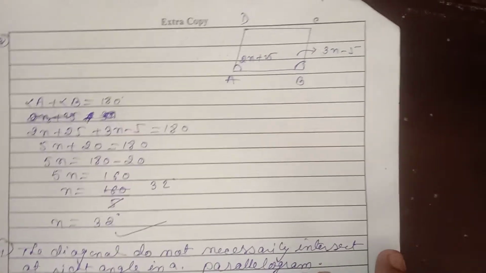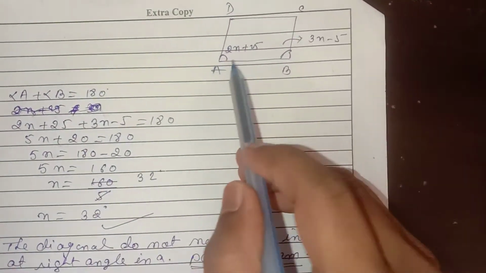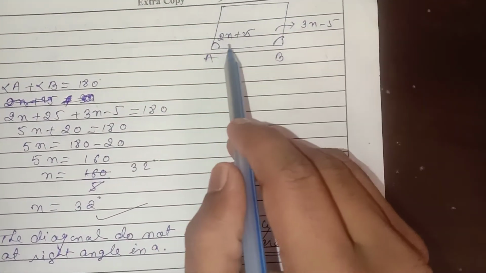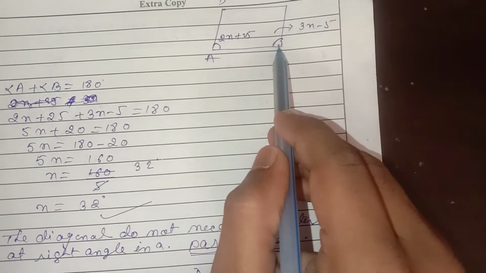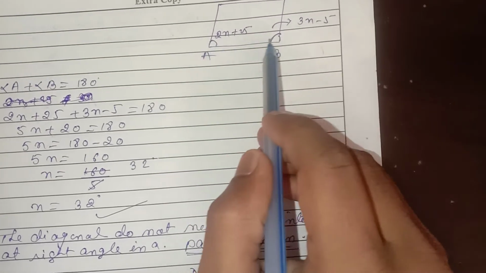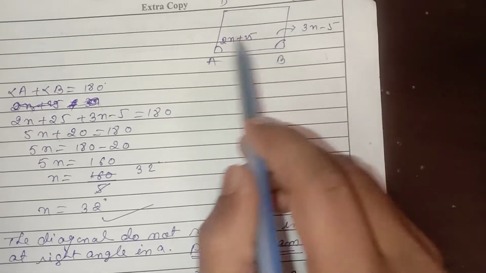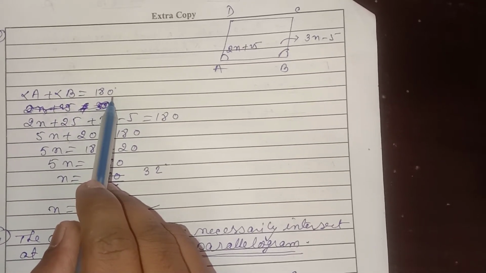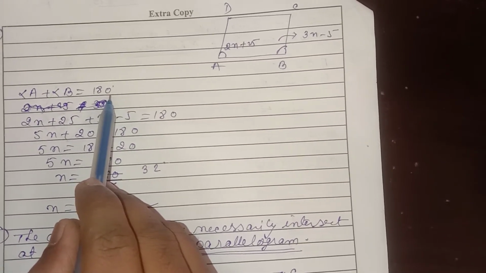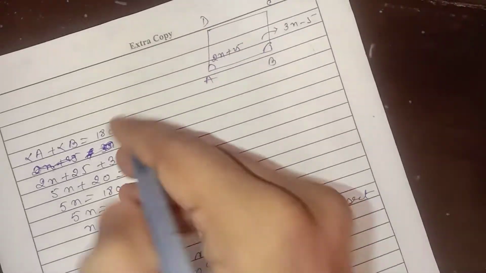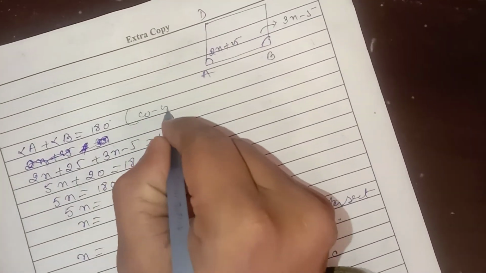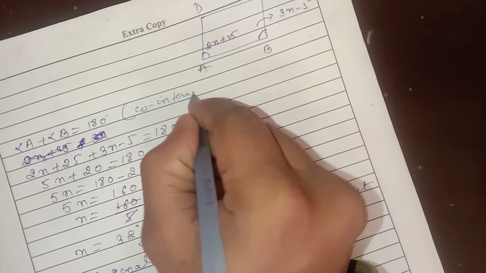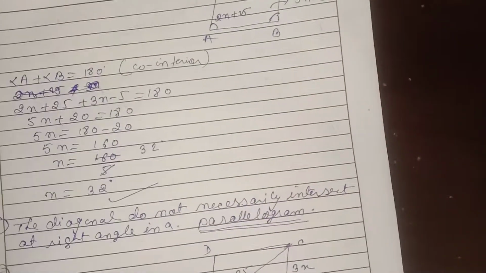Same way here, question number 3, A, B, C, D. Both the angles are given, corresponding angles A plus B. As we know that if we add A plus B, that should be 180 by the property of co-interior angle.